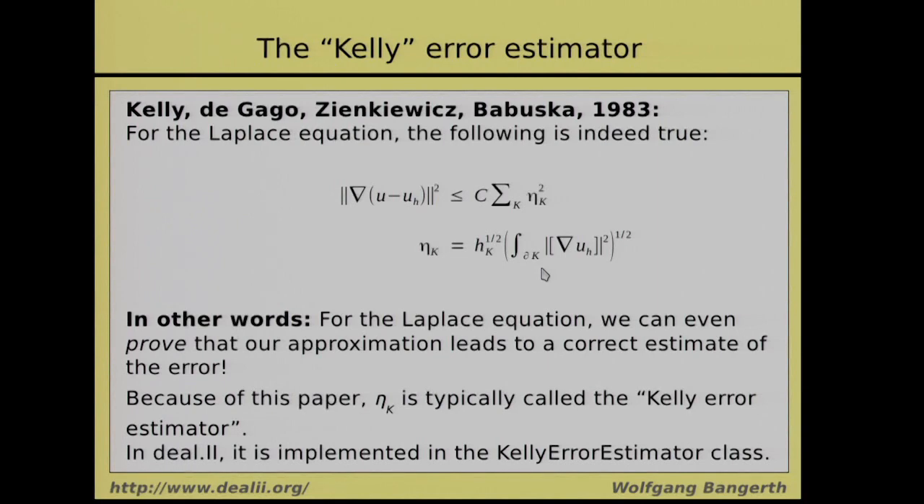And so what people typically refer to then is the Kelly error estimator, because the first author of this paper was Kelly. So whenever you hear the word Kelly error estimator or Kelly error indicator, it is always this quantity where for every cell you integrate around the perimeter or the boundary of the cell, and you integrate the jump in the gradient, because that is an indication of the second derivative. And then you just have to appropriately scale this by some power of h. So in deal.II, this is implemented in the KellyErrorEstimator class, and that's of course exactly what we used in step 6.